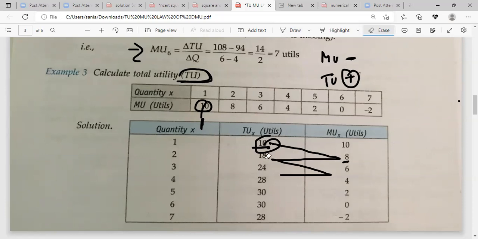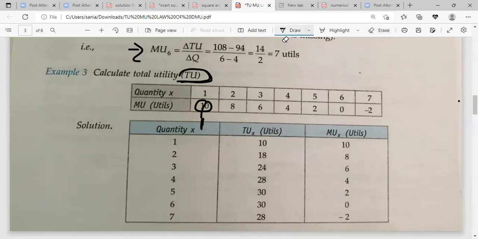A zigzag one is very easy. Just remember the zigzag one. But in case you forget it, then you are going to use the formula. How, ma'am? Okay. So for MU, it's very easy, right? You just have to subtract it.